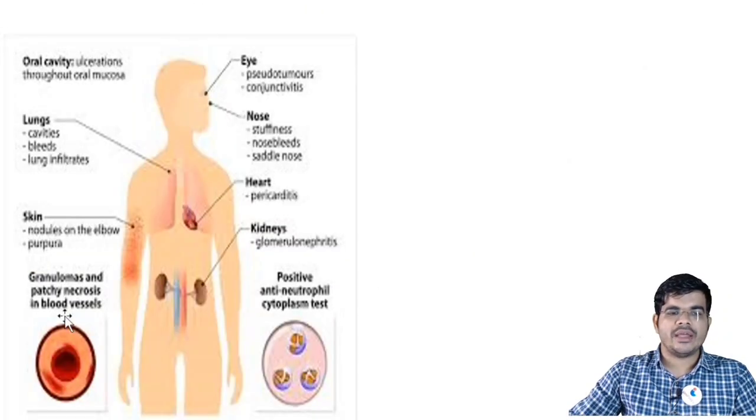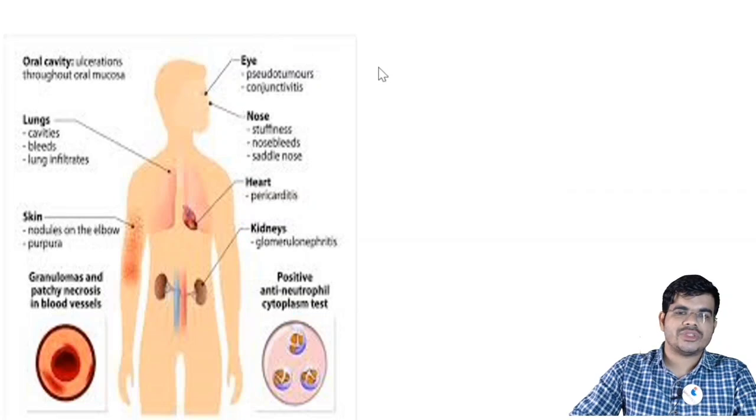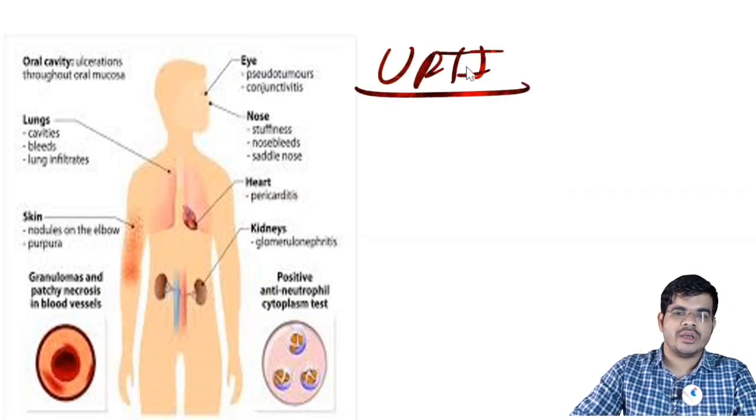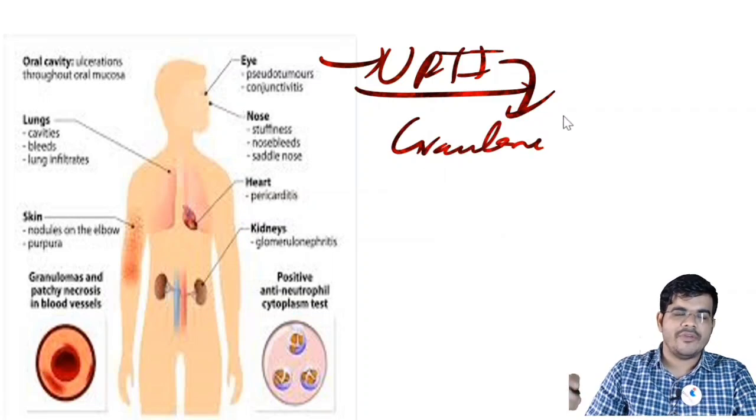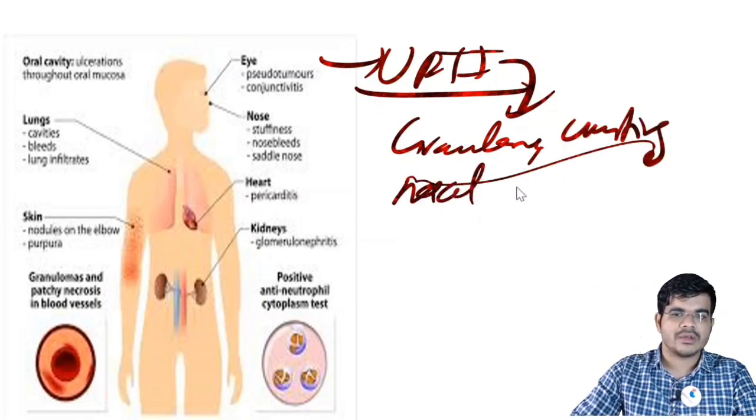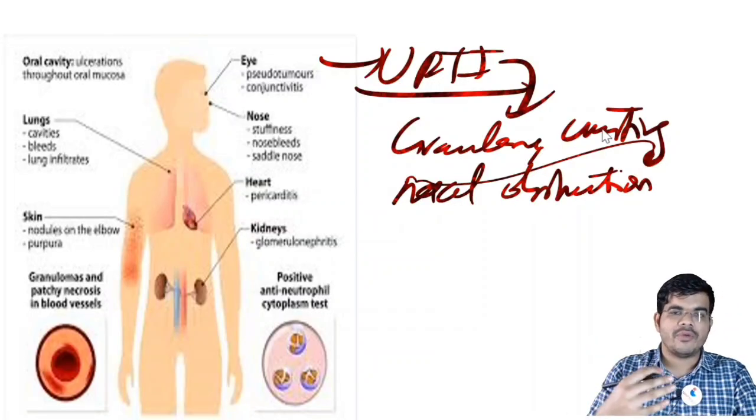Okay, now what are the manifestations of Wegener's granulomatosis? There will be upper respiratory involvement in the form of granuloma in the nasal cavity, and just like in atrophic rhinitis, the manifestations like crusting and nasal obstruction will be present. Okay, crusting, nasal obstruction, all these will be present in the other one, sarcoidosis, also.